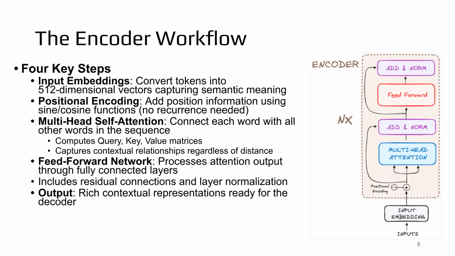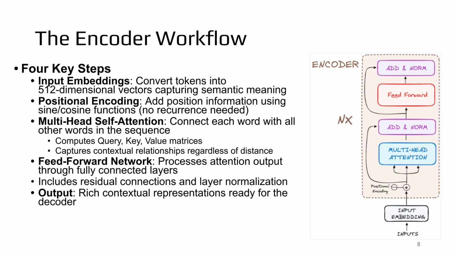Let's break down the encoder workflow step by step. First, input embeddings convert tokens into 512-dimensional vectors. These vectors capture semantic meaning. Similar words have similar vectors. Then positional encoding adds position information using sine and cosine functions. This is crucial, because without recurrence, the model has no inherent sense of word order.